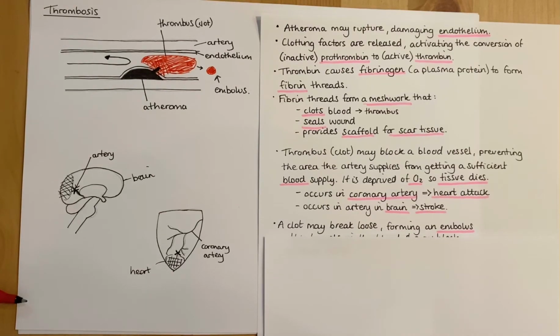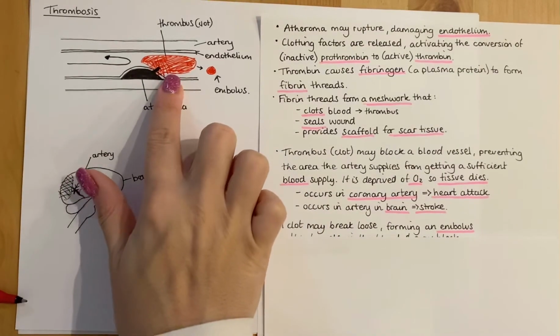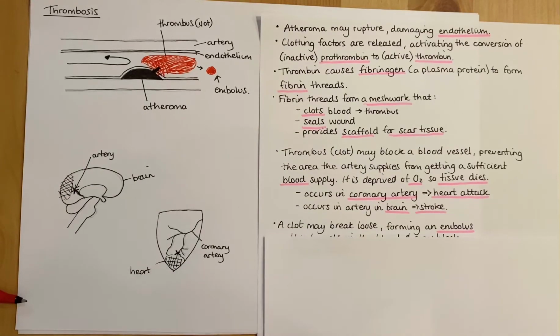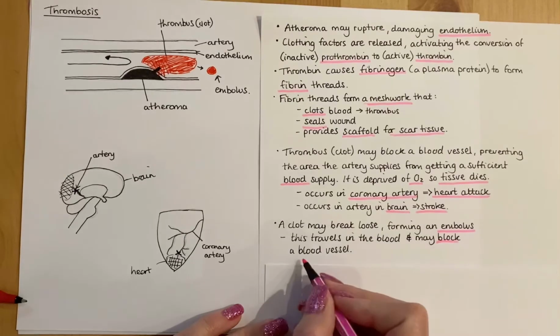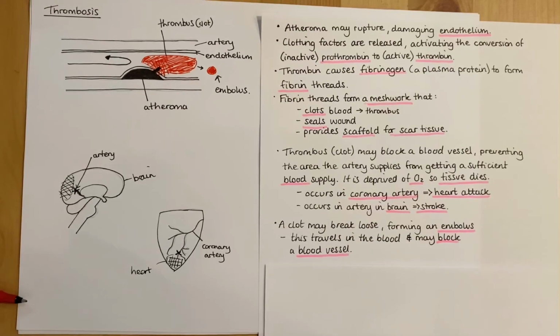Okay, and the problem with that is that it will not block this size of blood vessel, but it will block a smaller one later on, so it will travel around the body and will eventually block a smaller blood vessel. So an embolus is essentially a travelling clot.